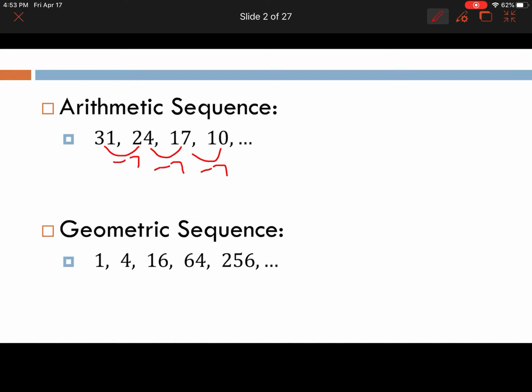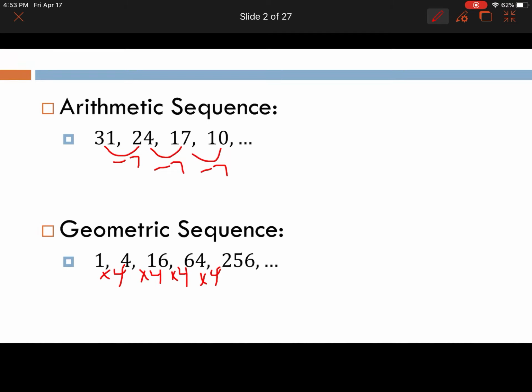Well, in a geometric sequence, we're not adding or subtracting the same number every time. We're multiplying. So from 1 to 4, we multiply by 4. And from 4 to 16, we multiply by 4. From 16 to 64, we multiply by 4. And 64 times 4 is 256, so we multiply by 4, right? So that makes it a geometric sequence.